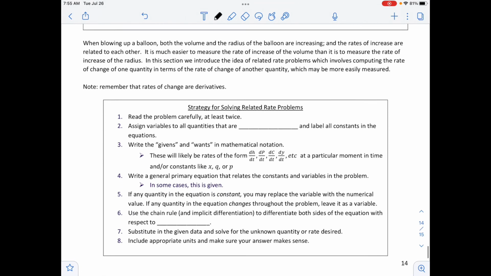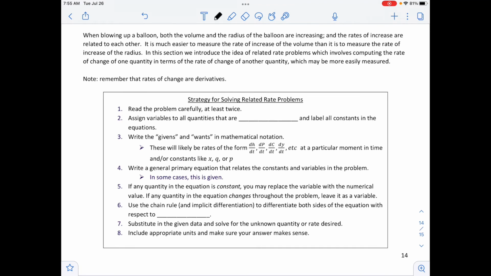And then it switches topics, and we start talking about related rates, which is another big topic for this class. So it says when blowing up a balloon, both the volume and the radius of the balloon are increasing, and the rates of increase relate to one another. It is much easier to measure the rate of increase of the volume than it is to measure the rate of increase of the radius. In this section, we introduce the idea of related rate problems, which involve computing the rate of change of one quantity in terms of the rate of change of another quantity, which may be easier to measure.